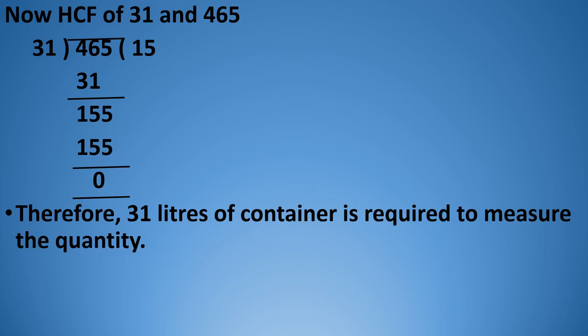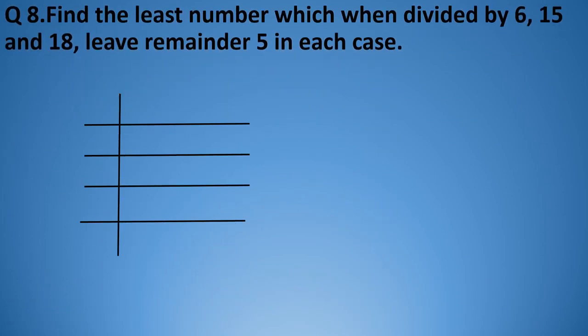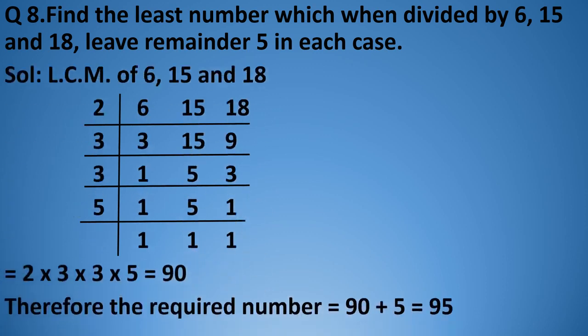Question number 8. Find the least number which when divided by 6, 15 and 18 leaves remainder 5 in each case. Same type of question I have given you today also in the homework. So find out the LCM of 6, 15 and 18 as the least number is asked. LCM is 90. And now you have to find out the number which leaves the remainder.